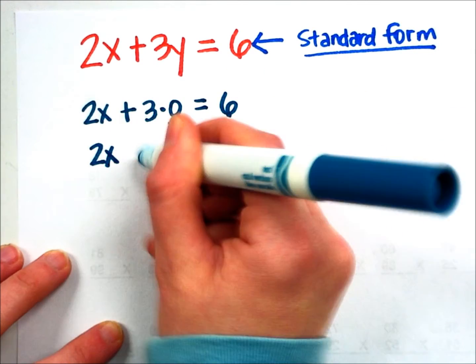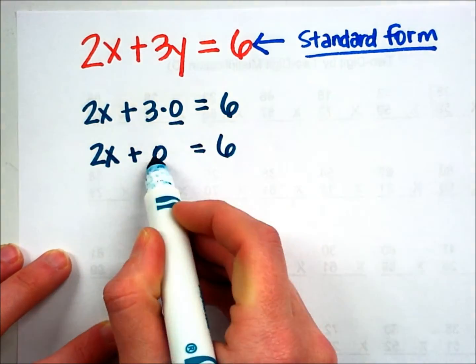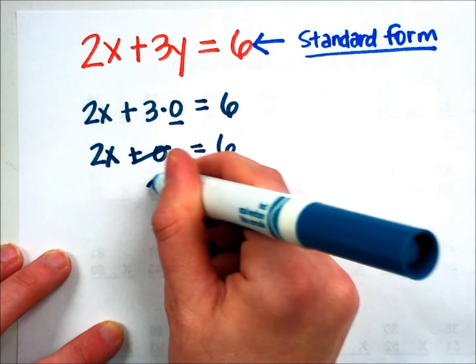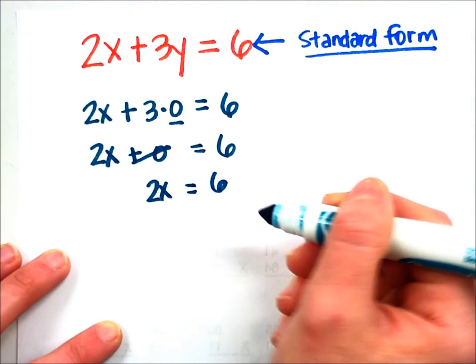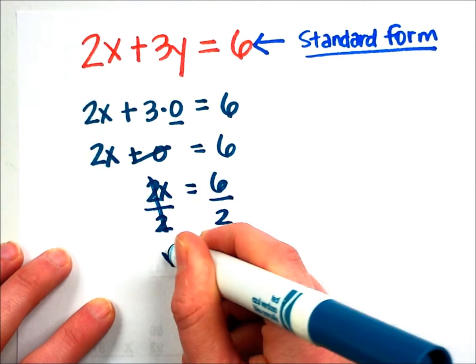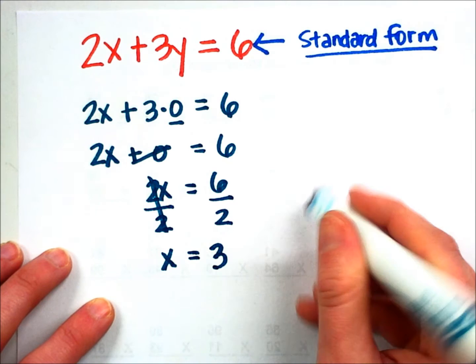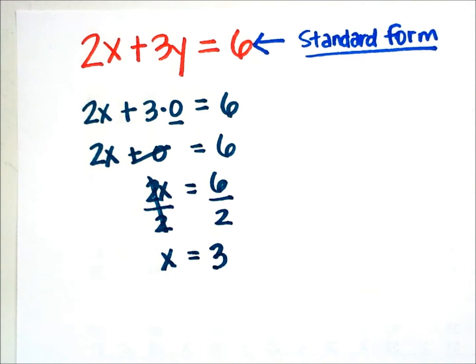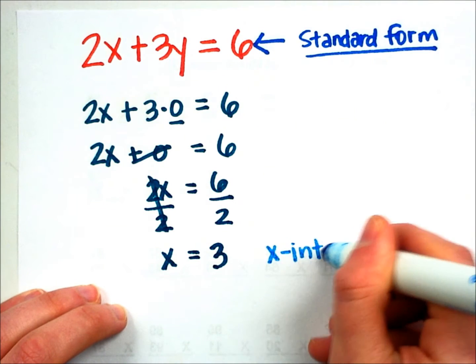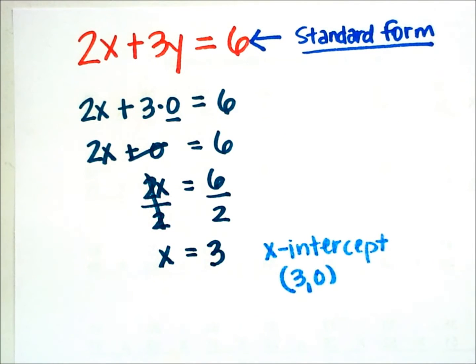If I solve this equation, notice 3 times 0 is 0. And 2x plus 0 is just 2x. So I know that 2x is equal to 6. If I divide both sides by 2, I find that x is equal to 6 divided by 2, or 3. So I know that my x-intercept is the point (3, 0). So when I get ready to draw my graph, I can use the point (3, 0) as one of the points on the graph.